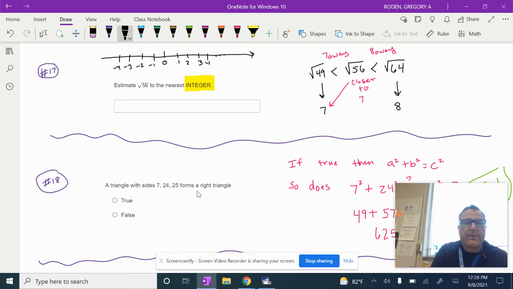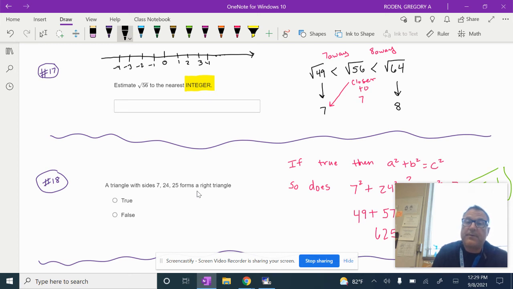Okay, so we want to round the square root of 56 to the nearest integer. All right, so let's see here. The square root of 56 is between the square root of 49 and the square root of 64. The square root of 49 is 7. The square root of 64 is 8, okay? So which one is it closer to?